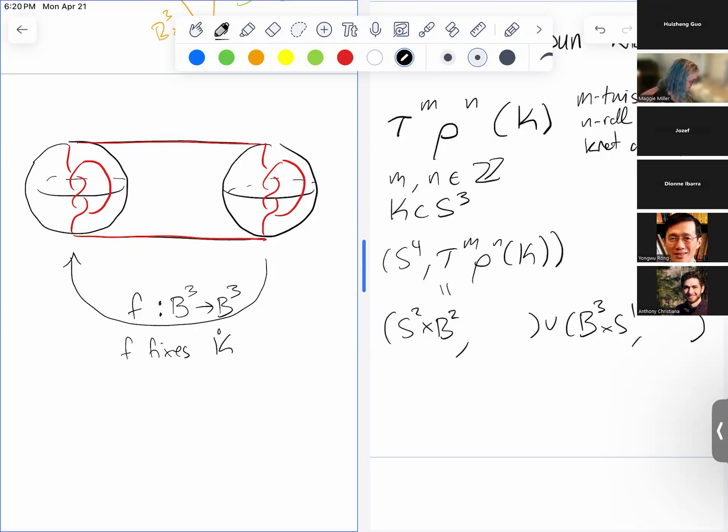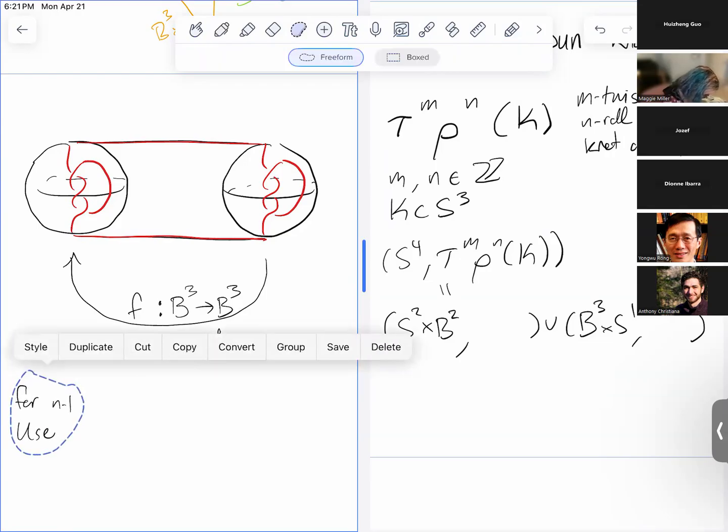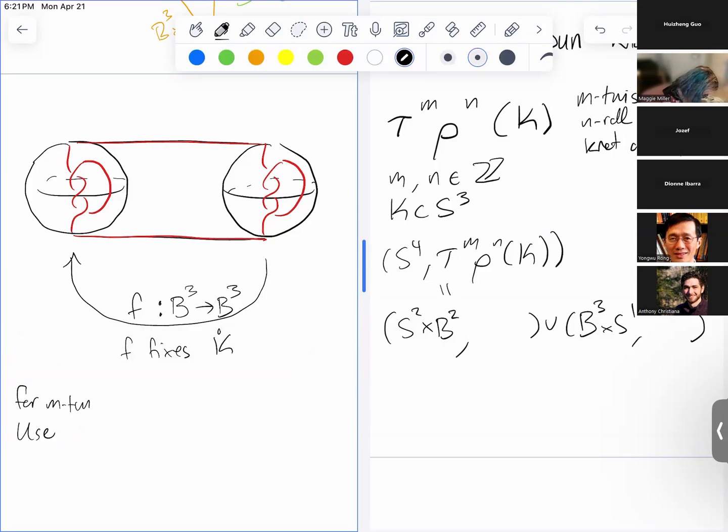So for some knots, there might be many choices of interesting homeomorphisms here when you have a knot with a lot of symmetry. But for any knot, there is a two-parameter family that corresponds to the twisting and rolling that I can always define. So let me tell you what those are. For the M twist, N roll spin, we use a specific map.